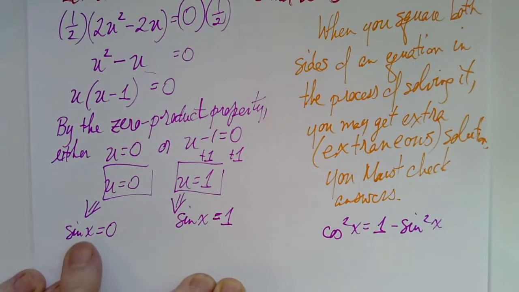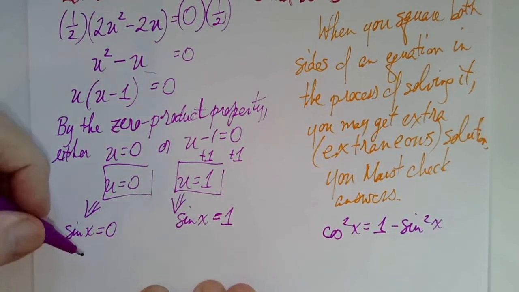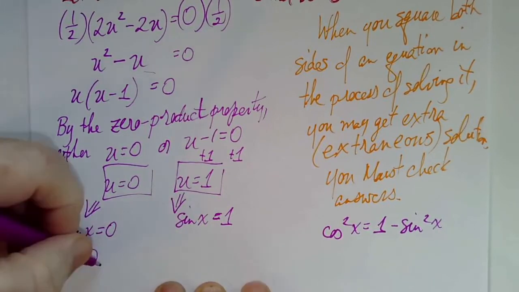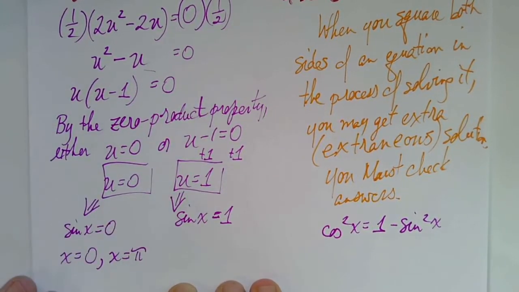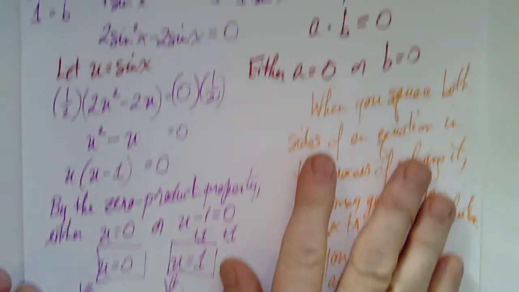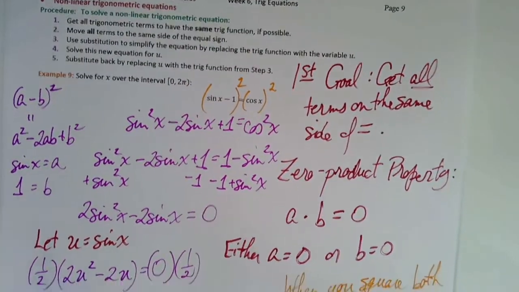On the interval 0 to 2 pi, what angles have a sine of 0? Well, exactly right. We know that x can be 0 because the sine of 0 is 0, and x can be pi because the sine of pi is 0. 2 pi is too big because we're not going all the way to 2 pi.